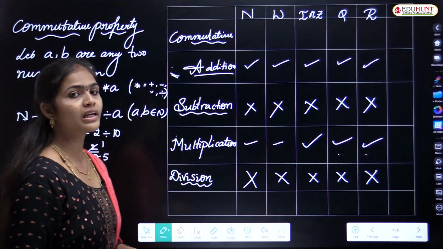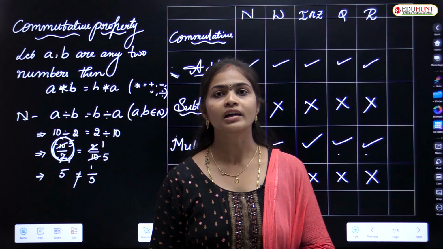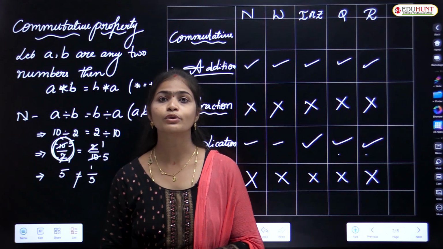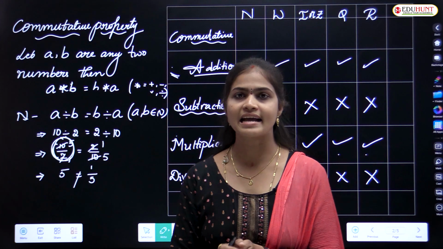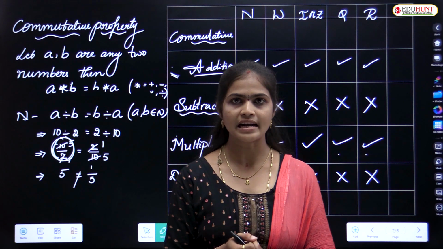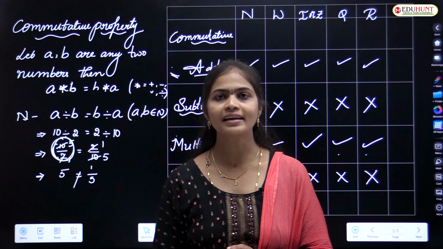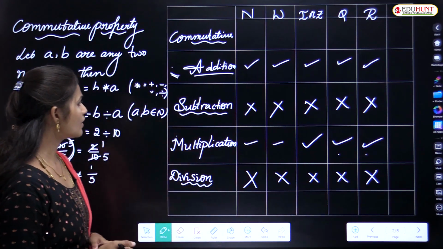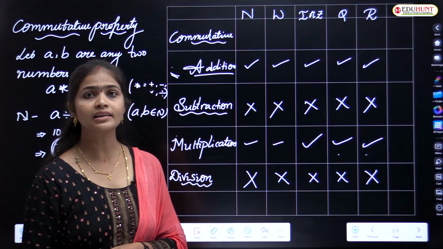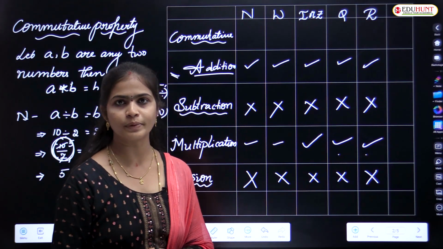So this is about the commutative property. Once again I am going to tell you the definition of commutative property. If you change the order of any two numbers, then you get the same result, then only it is satisfied. Addition is satisfying, and multiplication also satisfying, but it will not be satisfied for subtraction and division. So in this video we learned about the commutative property. In the next video we will discuss the associative property.